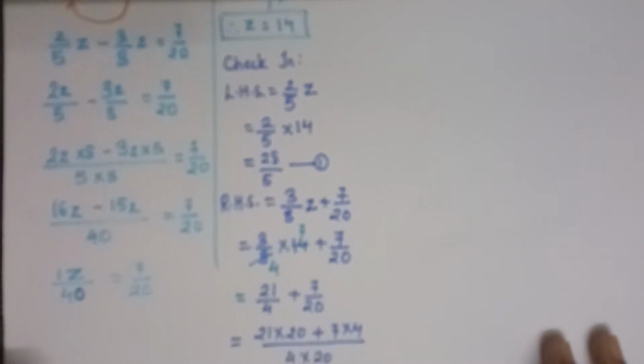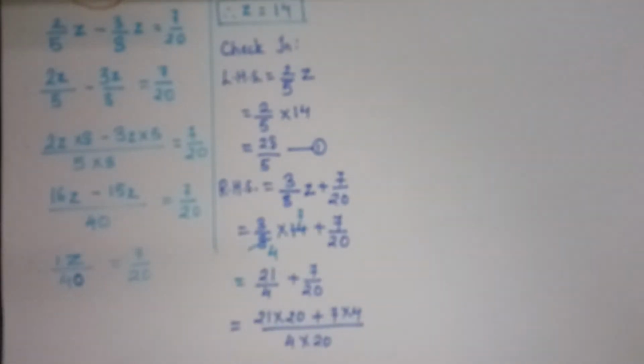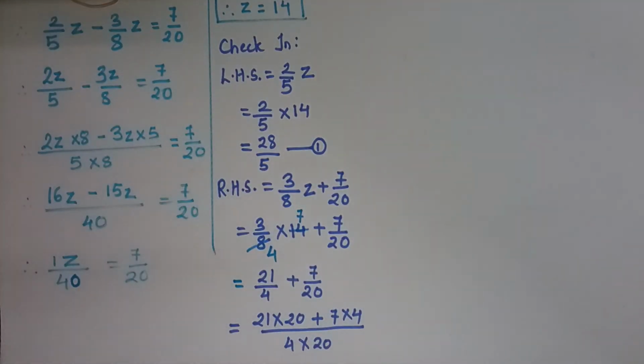I'm sorry, it was not visible. Now let's see. Okay, yeah, sorry, my sum was blurred. Now it's visible to you, right? See the cross multiplication here.